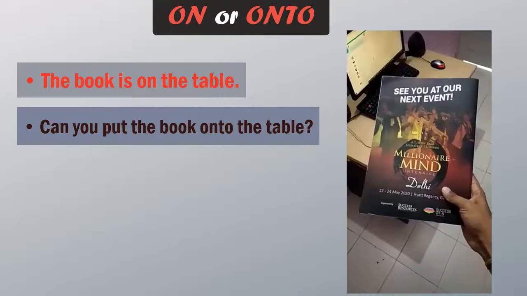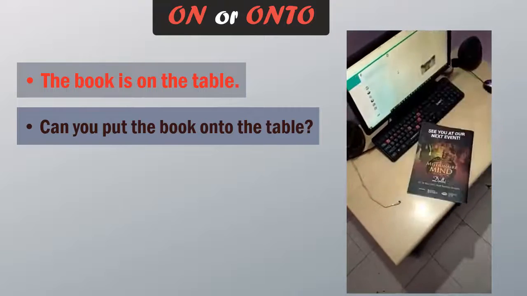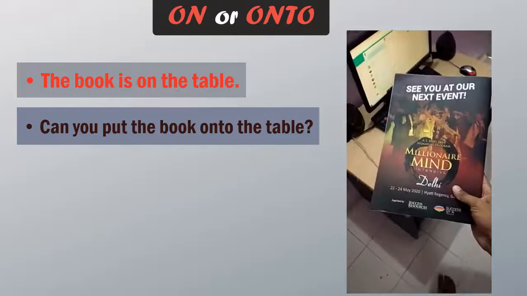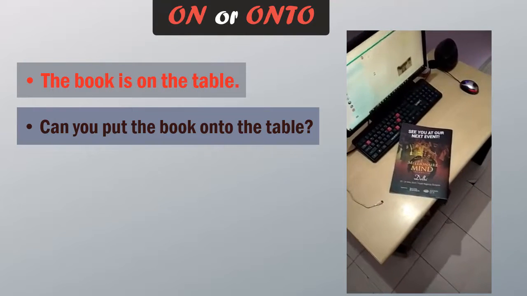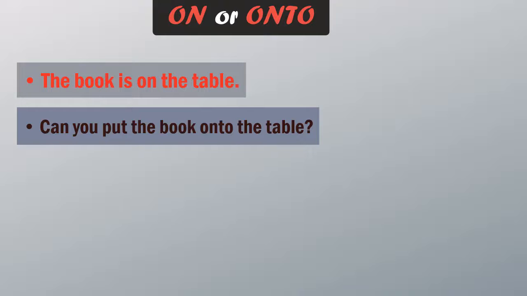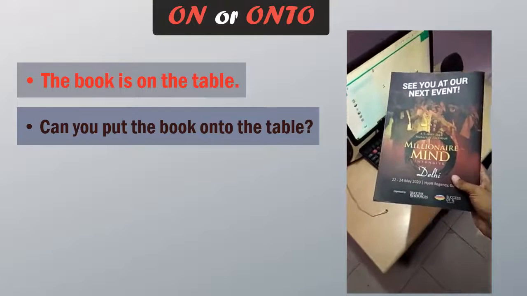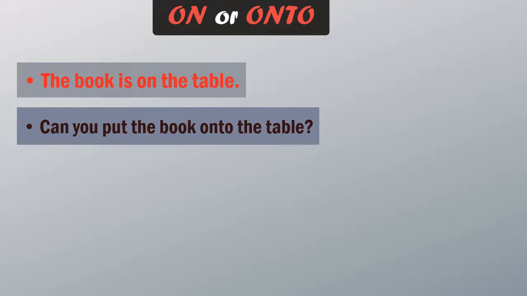Examples: the book is on the table, on the surface of the table, on the top of it. It's already there. There is no movement. Can you put the book onto the table? The book is not there, guys. There's a movement towards the surface of this thing, table, right? He's putting the book onto the table. We can also say on the table. That would also be correct. But again, if you want to be technically correct, go with onto.